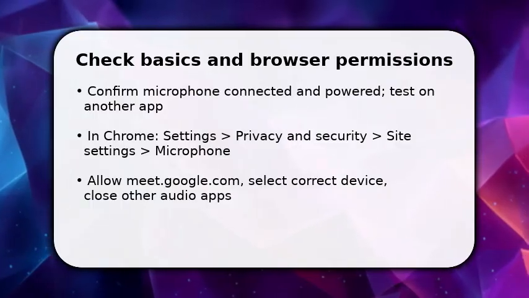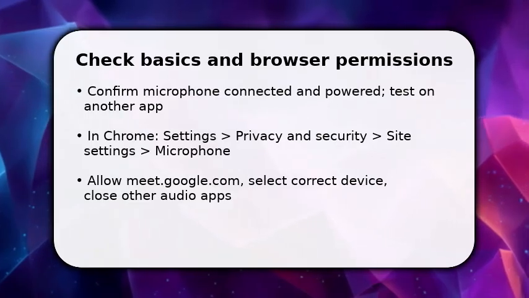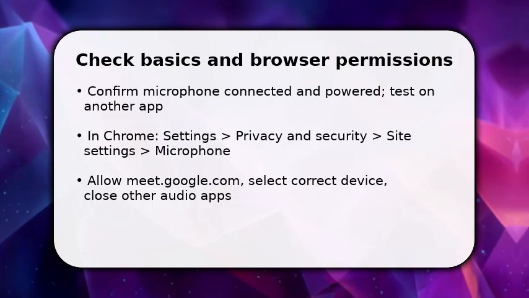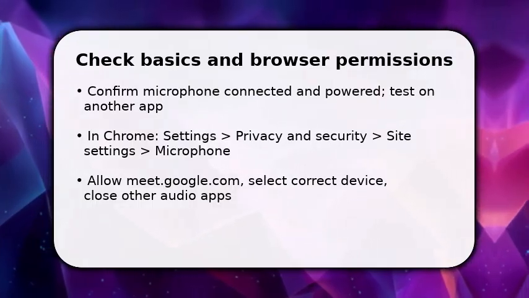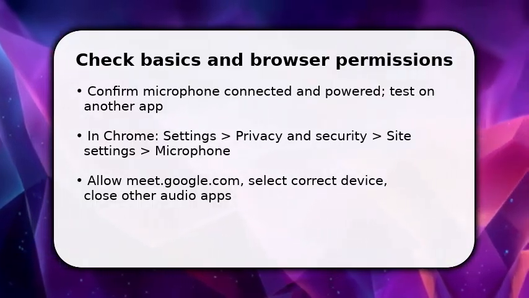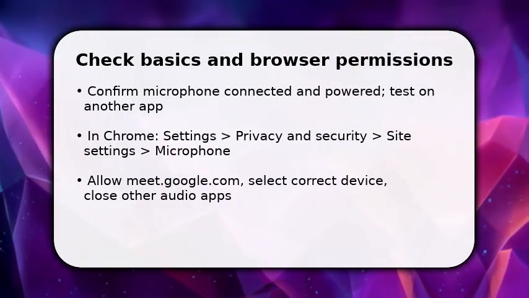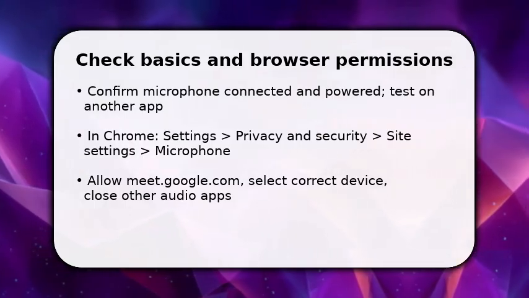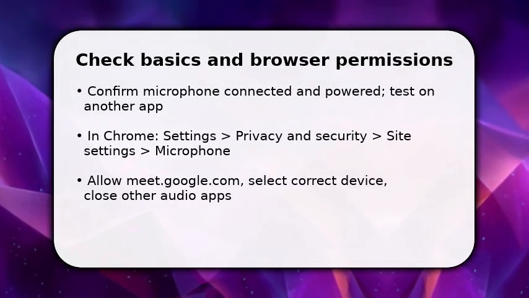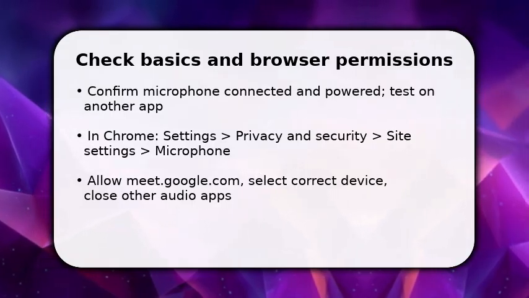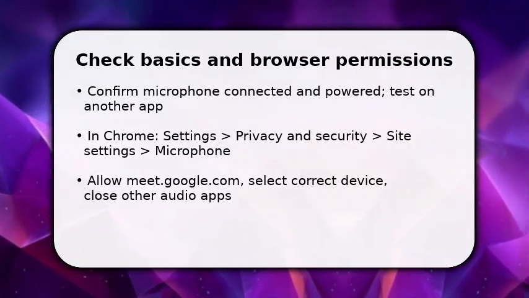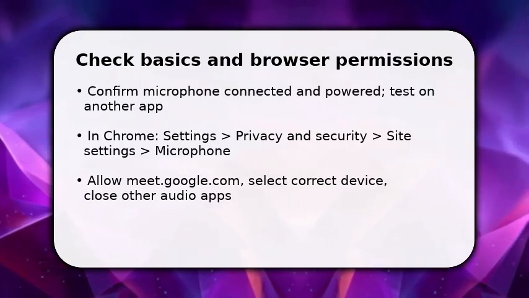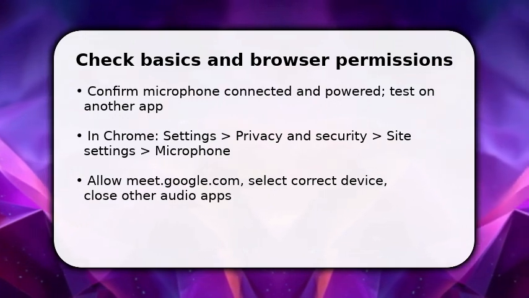You start by verifying the essentials. Confirm the mic is physically connected and works in another app so you isolate Meet. Then open your browser site settings. In Chrome, go to Privacy and Security, then Microphone. Make sure meet.google.com is set to allow and the right device is selected. Once done, close competing audio apps that may seize the device. These steps remove the most common permission and device selection problems before we dig into Meet-specific controls.